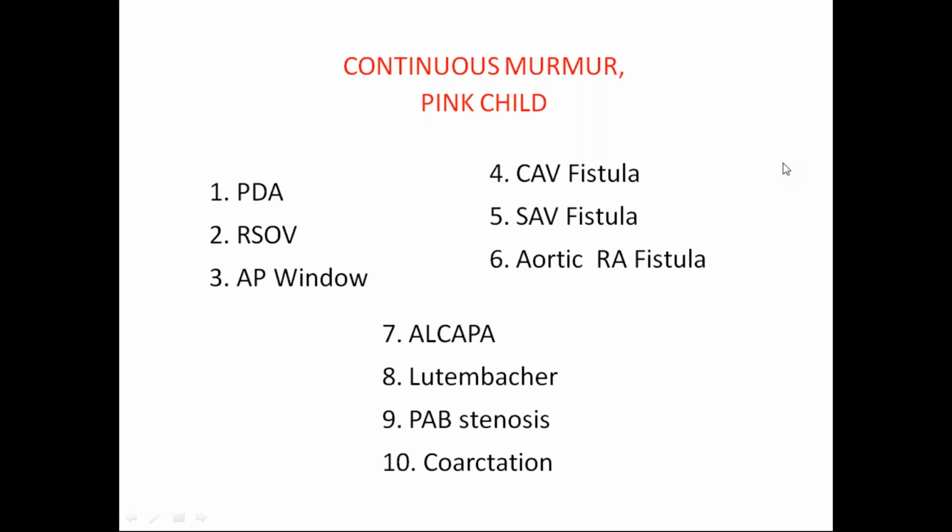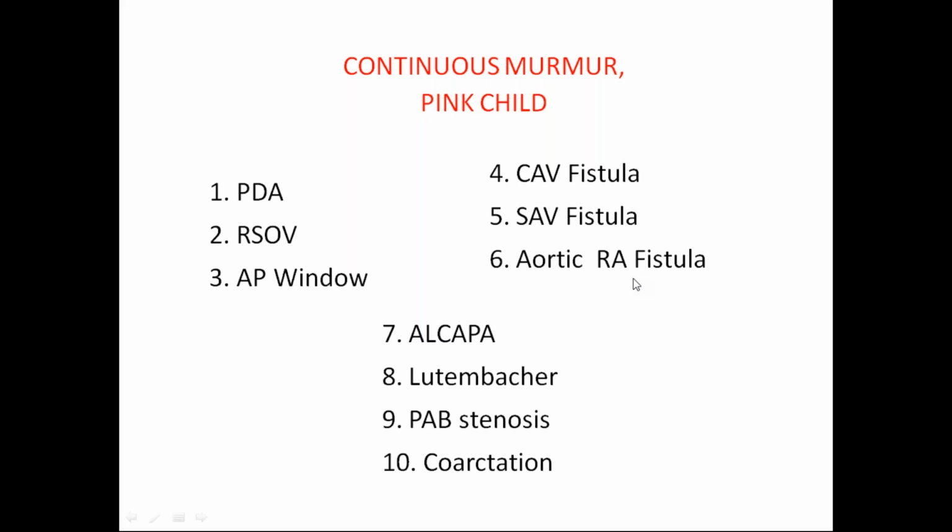Continuous murmurs, differential diagnosis. Continuous murmur in case of a pink child. Okay, not a cyanotic but an acyanotic continuous murmur. You can see in PDAs, ruptured sinus of Valsalva, and your aortic pulmonary window, your AV fistulas. And this ALCAPA is your anomalous origin of left coronary artery from pulmonary artery.